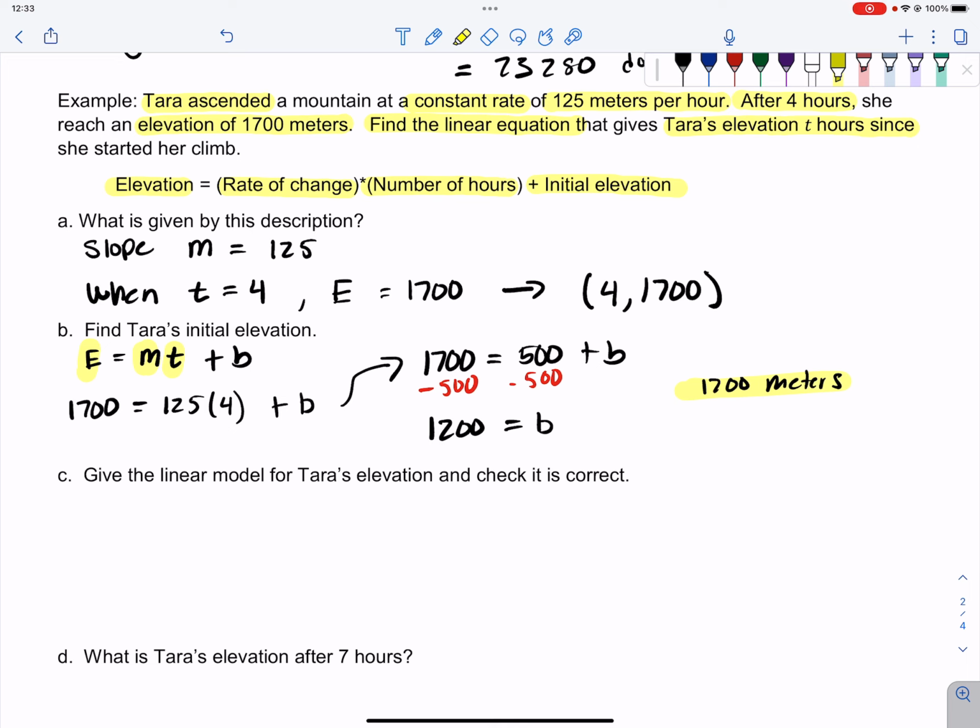Now, this is what we can then use to write our equation for the linear model. We want E equal to mt plus b, and we have m and we have b. So our model is going to be E equal to 125t plus 1,200.